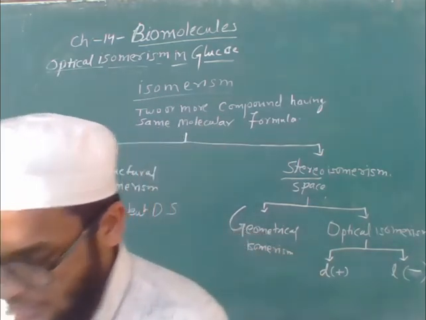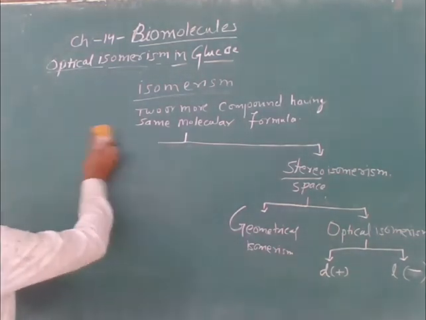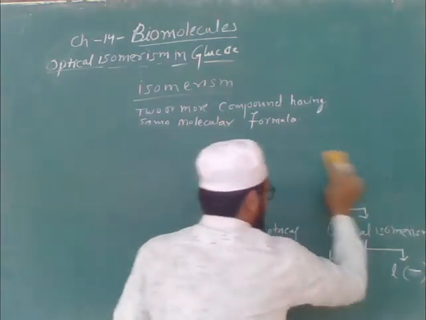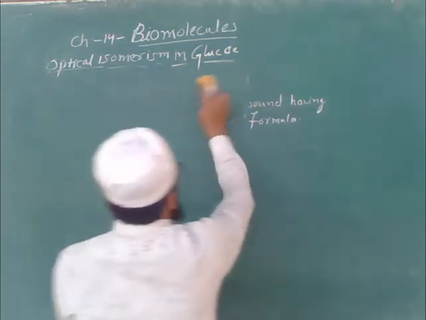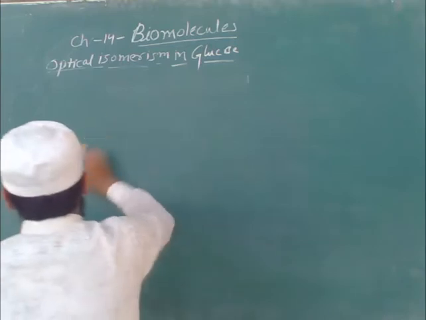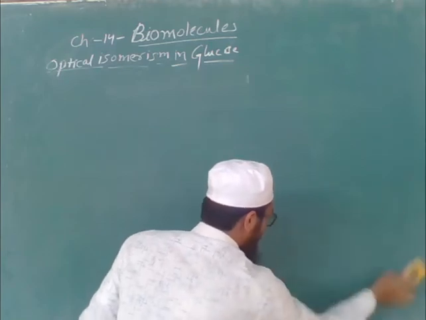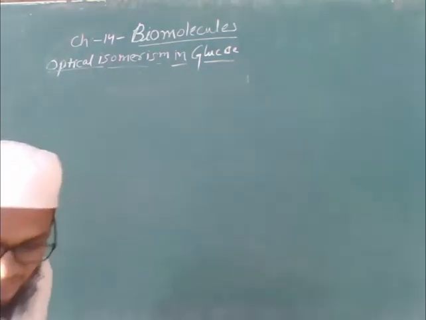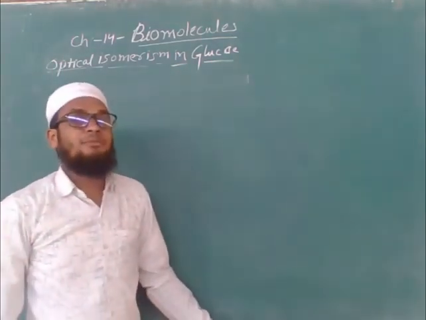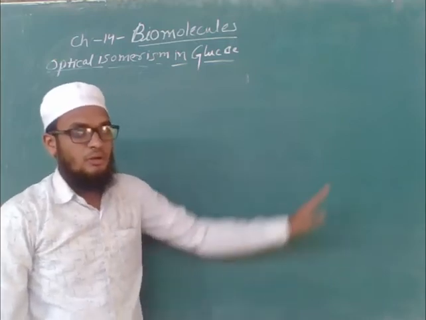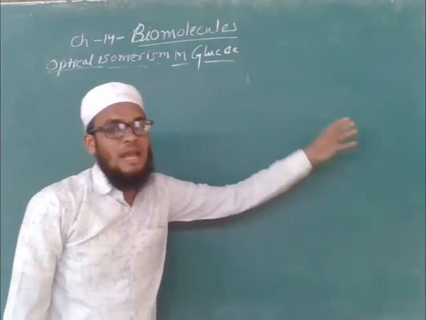Now we'll move towards how to draw a molecule in 3D, in three dimensions. First we'll see how to draw a molecule in 3 dimensions, because we are learning stereochemistry, stereoisomerism. What does it mean? Stereoisomerism means having the same molecular formula and same structural formula, but different arrangement of atoms in space. So from stereoisomerism, we have come to optical isomerism. So optical isomerism is a type of stereoisomerism.